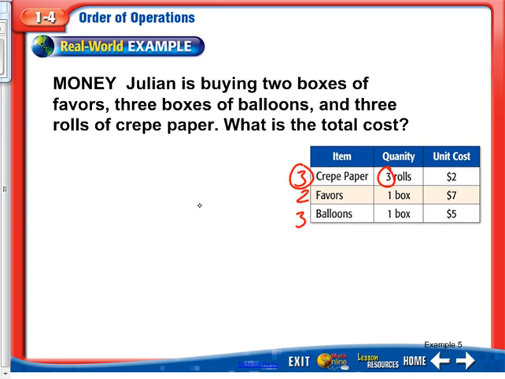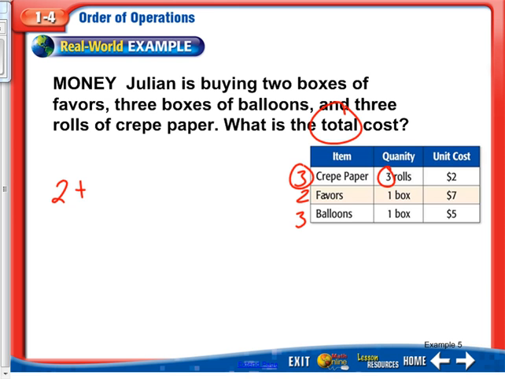All right, so let's check it out. Let's go ahead and write this as a numerical expression, okay? So if I want 3 rolls of crepe paper, that's just going to be a cost of $2, okay? We're not going to do 3 times $2 because 3 rolls actually cost $2. So let's put a 2 here. And we're going to add that cost because we want the total.